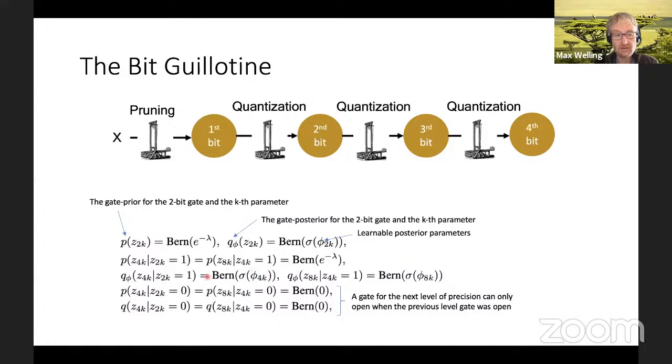And the posterior distributions, we're going to make learnable, but we have two flavors. The first flavor is if the previous gate was open, then we will consider the next gate to be open using learnable parameters. But if the previous gate was closed, then it doesn't make sense to open a later gate because everything was chopped off. And so these probabilities need to be zero. Because that's the parameterization for the gates.